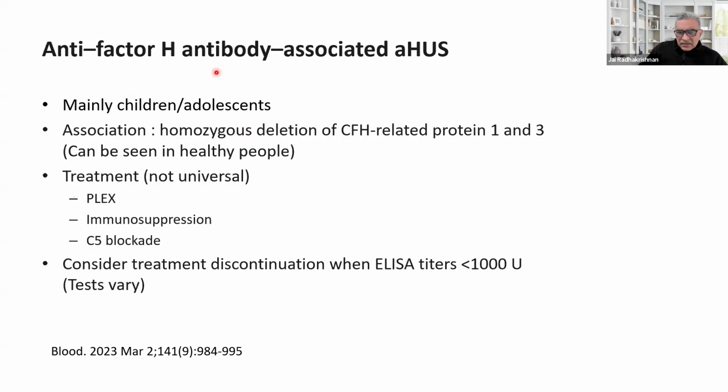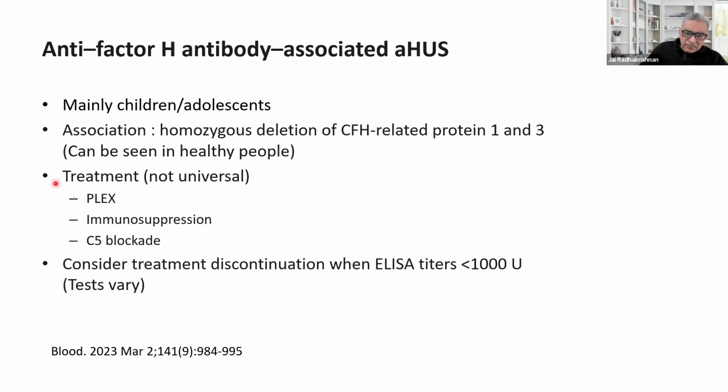Okay, so anti-factor H antibody is rare, and it's mainly seen in young people. And for a variety of reasons, it's associated with the homozygous deletion for CFH-related protein 1 and 3, which can be seen in healthy people without any consequence.